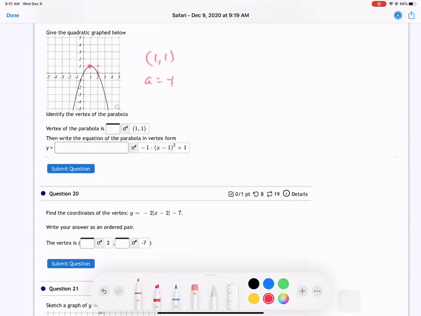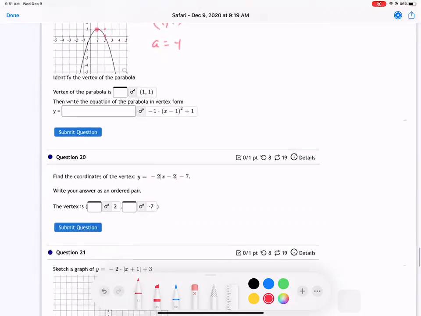All right, we're on question 24 already. All right, we're almost there. I think we're going to make it.